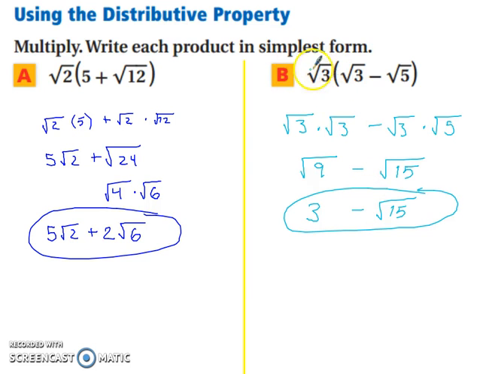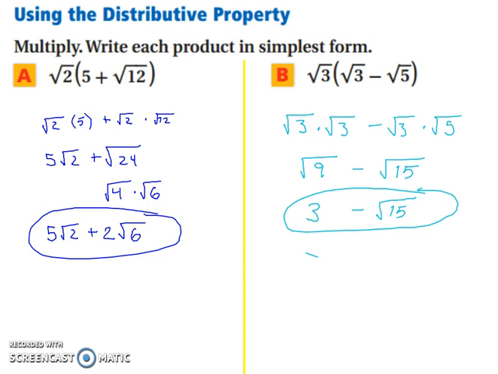So we distribute the square root of 3 to each term inside of our binomial here. So we have the square root of 3 times the square root of 3, which is the square root of 9, which also goes down to 3, because the square root of 9 is 3. And then we have minus the square root of 3 times the square root of 5, which ends up being the square root of 15, and we can't simplify the square root of 15 any further. So put them together and you have 3 minus the square root of 15.